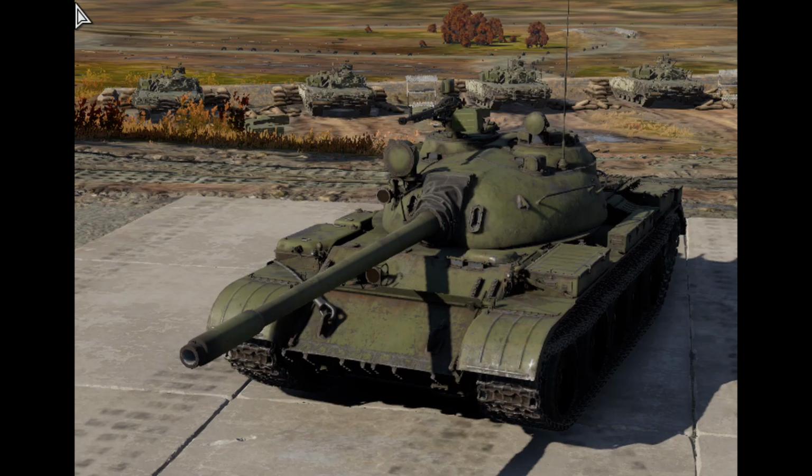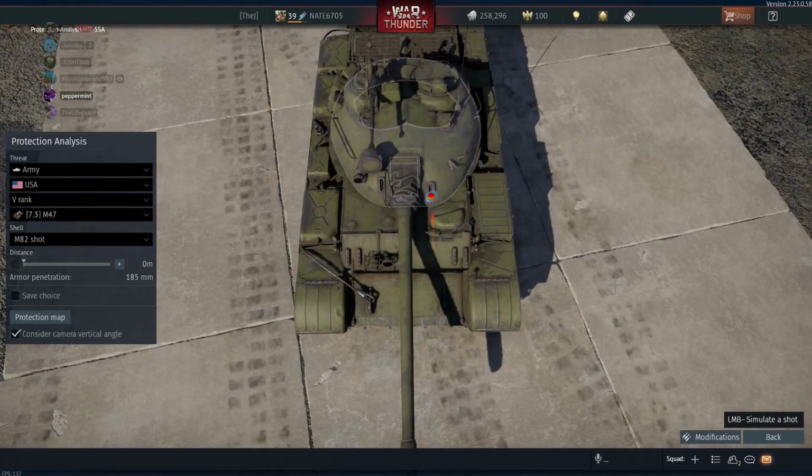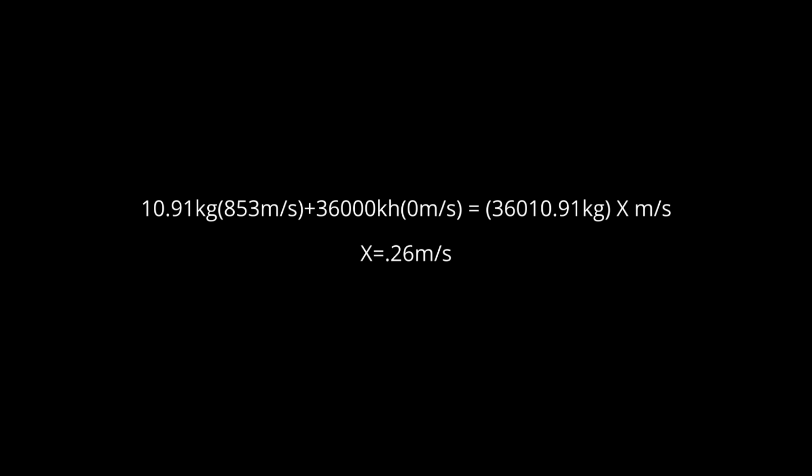This is a T-55A. It has a mass of 36,000 kilograms and is currently at rest. If our M82 shell were to hit the T-55, it would most likely end up in an inelastic collision. Due to conservation of momentum, the remnants of the shell in the T-55 would travel at a velocity of about 0.26 meters per second after the collision.